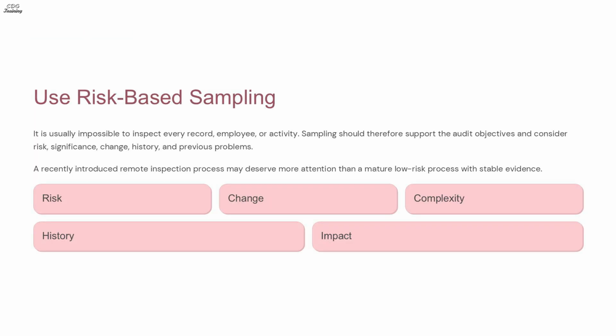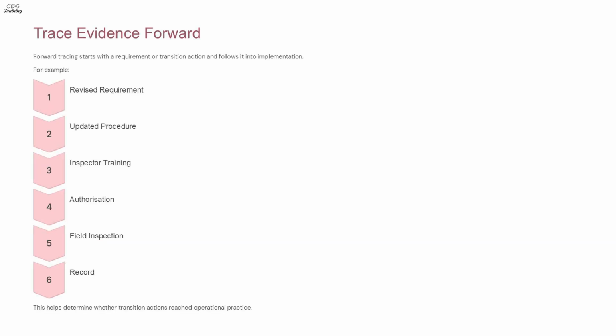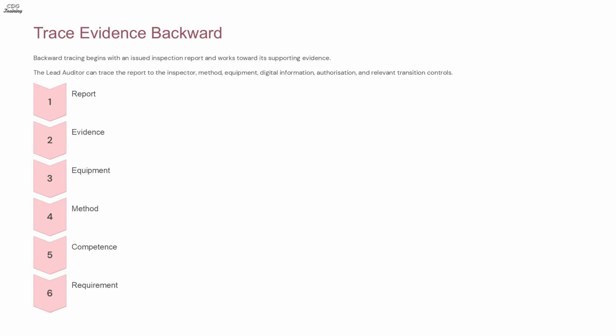Risk-based sampling helps focus on significant areas, considering risk, change, and previous issues. It prioritizes attention where it's most needed. Forward tracing starts with a requirement and follows it through implementation, helping determine if actions reached practice. Backward tracing starts with an inspection report and works toward supporting evidence, ensuring thorough verification of transition controls.